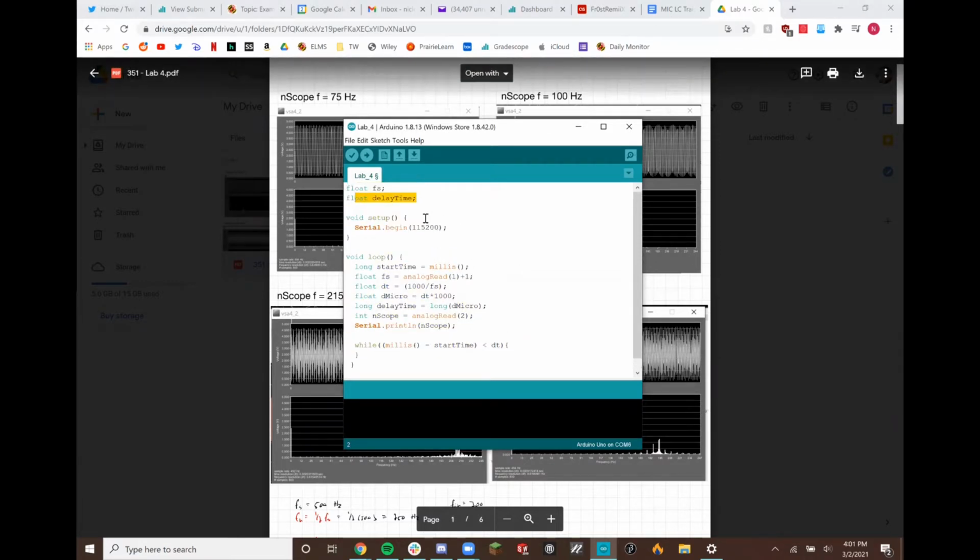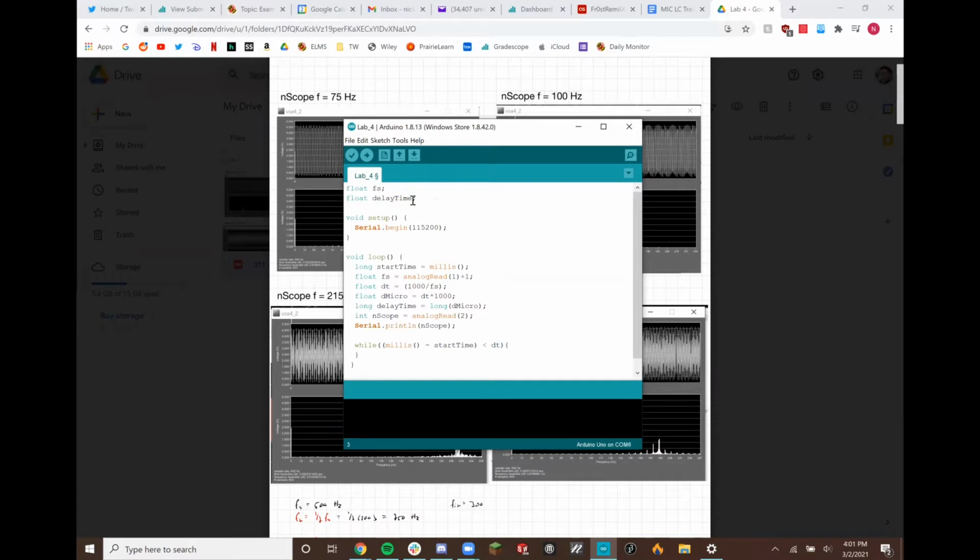So initially, before anything in the global variables, I defined the sample frequency and then the delay time. And then I specified my baud rate. And then going down to my loop function, we have a start time in milliseconds.